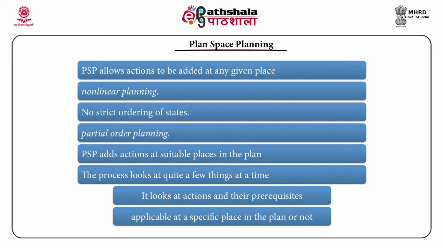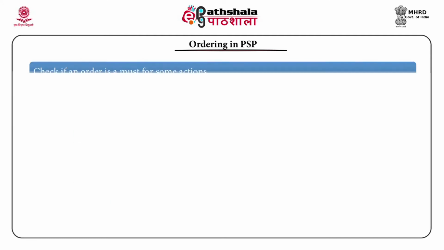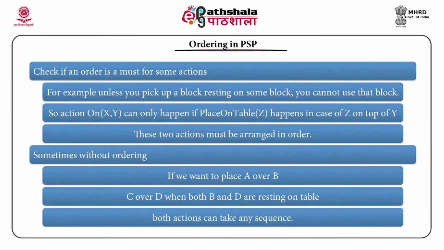The process looks at quite a few things at a time. It looks at actions and their prerequisites and whether it is applicable in a given place or not, and all that. Remember, if it is not applicable, I have already told you what it does. It finds out the difference and adds an action if so. Some examples are given on the slide that you can probably look at, and it is done from the domain of blocks world.